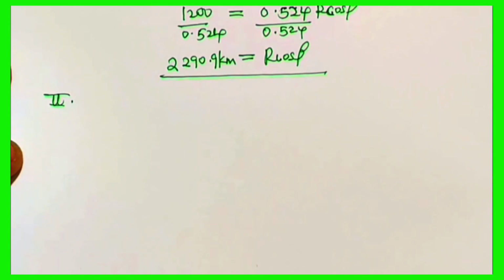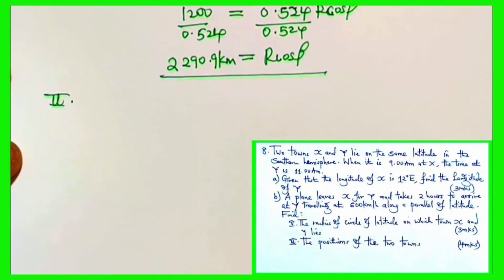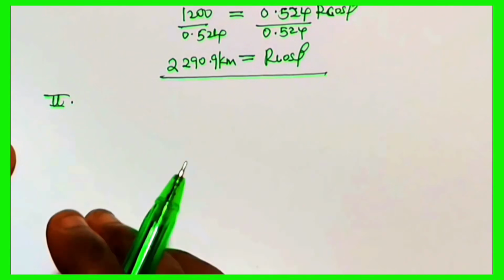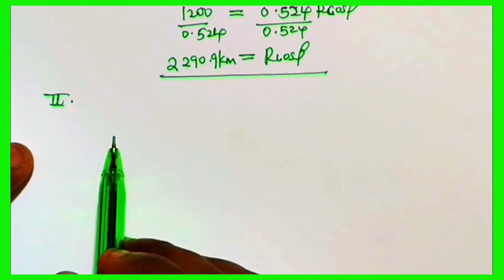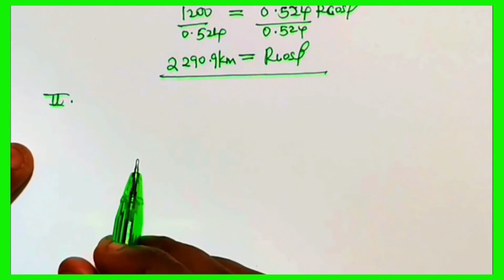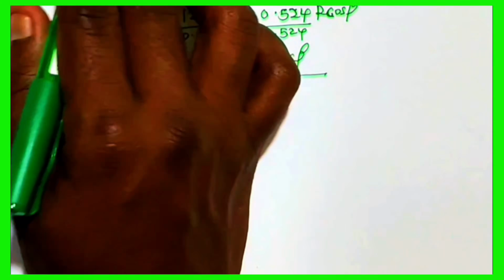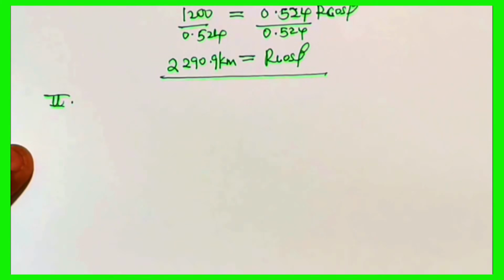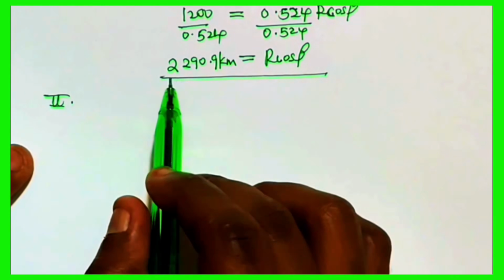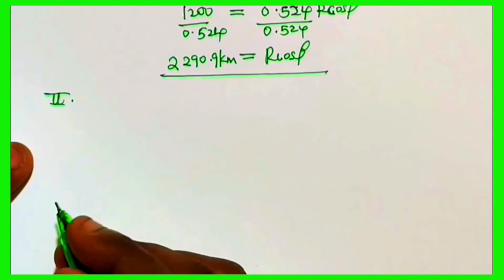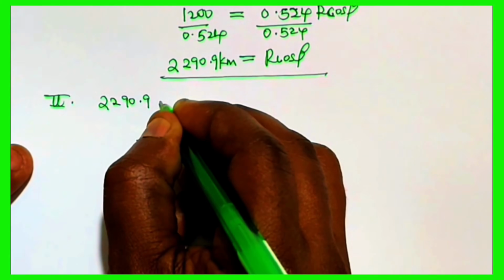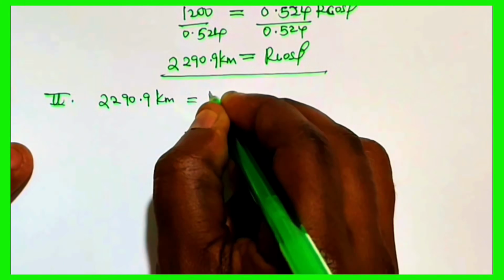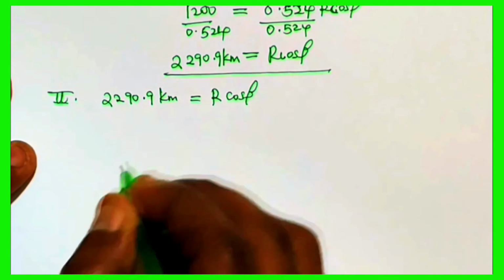In Roman 2 of the question, we are being told to find the positions of the two towns. So to find the position of the two towns, we are going to consider finding the value of beta, because beta will lead us to getting the latitude, which is on the southern hemisphere where the two towns lie. So we can as well use the information that we have here, that 2290.9 kilometers will be equal to R cos beta.